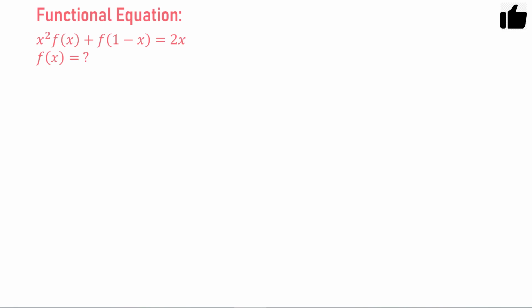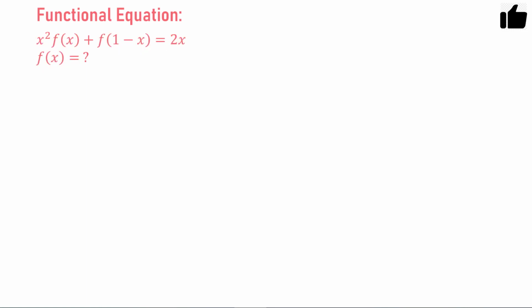Hello friends, in this problem we have to solve a functional equation, and this equation is x squared times f(x) plus f(1 minus x) equals 2x. Then you have to find what is the function, that is f(x). Now how will you solve this problem?